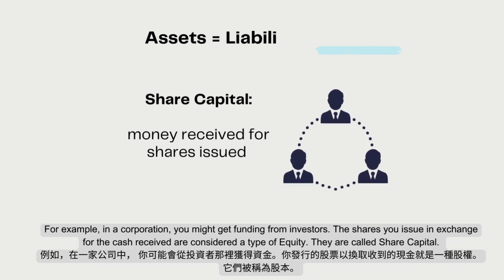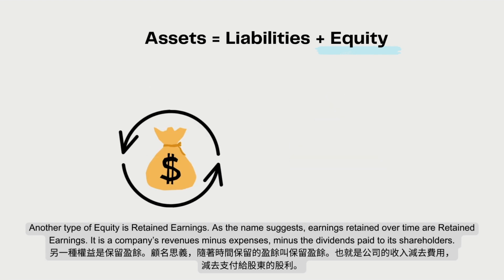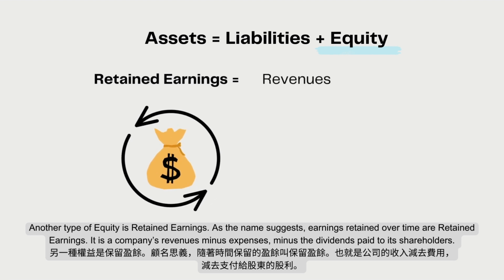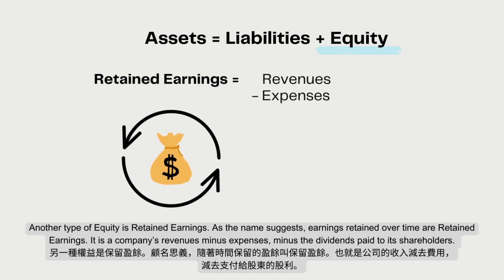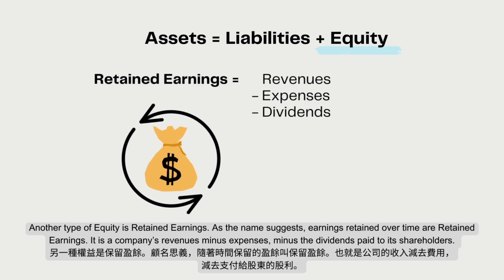For example, in a corporation, you might get funding from investors. The shares you issue in exchange for the cash received are considered a type of equity. They are called share capital. Another type of equity is retained earnings. As the name suggests, earnings retained over time are retained earnings. It is a company's revenues minus expenses minus the dividends paid to its shareholders.